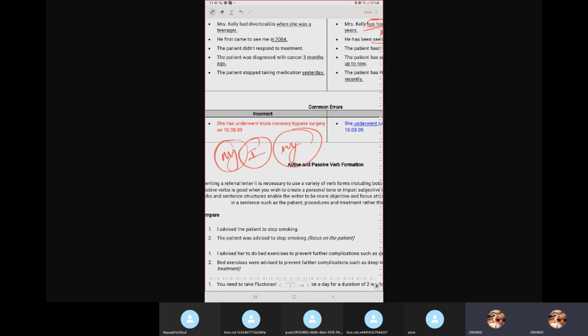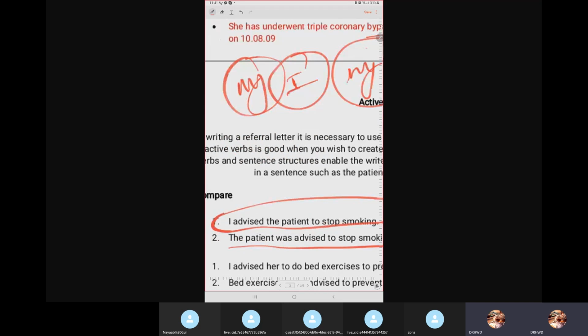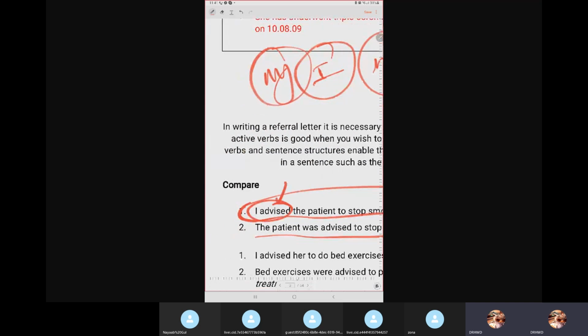So when you are going to use the passive form of verb, you're focusing more on the patient. Do you guys follow? See, I advised the patient to stop smoking. The patient was advised to stop smoking. We focus more on the patient. Do you see the change in the words, right? I advised. Your advice comes first. The patient comes later. Here, the patient comes first, advice comes later, right?